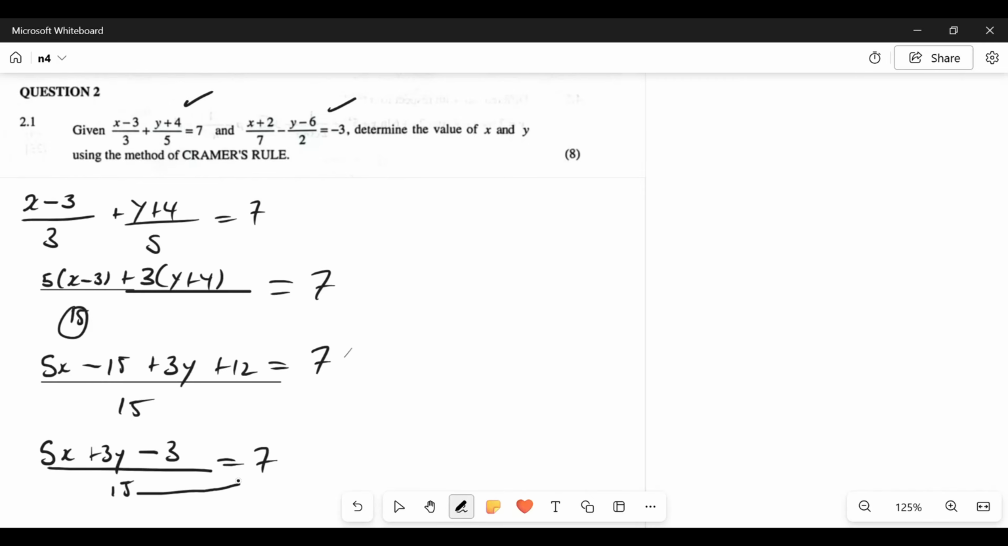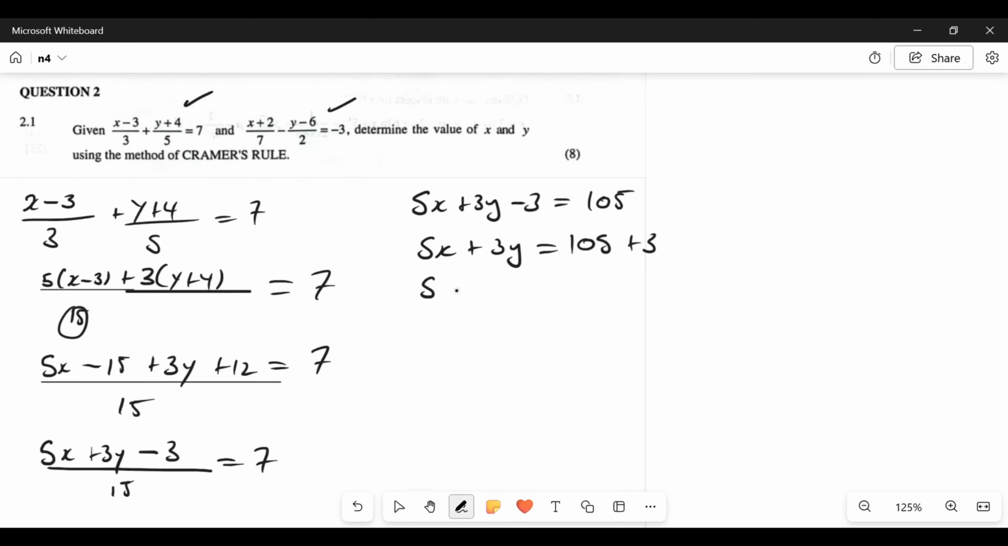Now we can cross multiply by multiplying this 15 with 7. We're going to have 5x plus 3y minus 3 equal to 7 multiplied by 15, that is actually 105. There we go. And then we're going to transpose this negative 3 to the other side, so it's going to become positive 3. So we're only left with 5x plus 3y, and then the negative 3 becomes positive. The actual equation is going to be 5x plus 3y equaling 108.